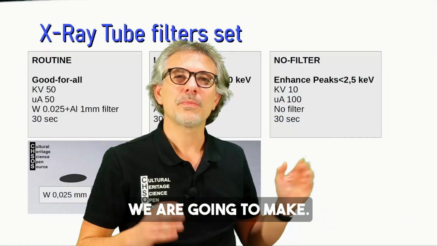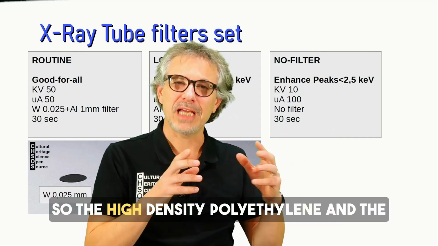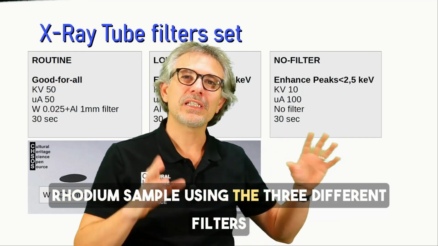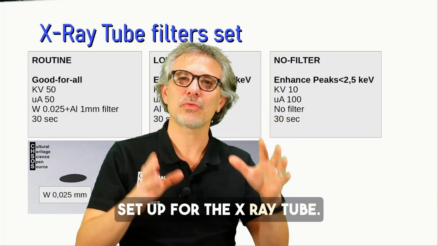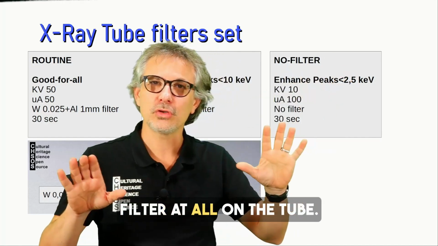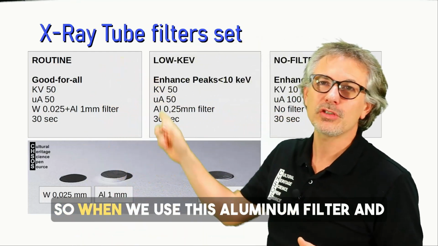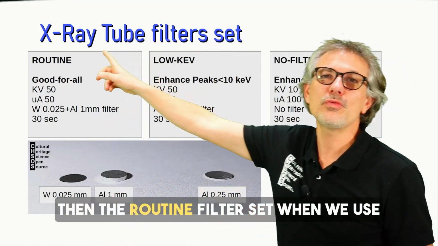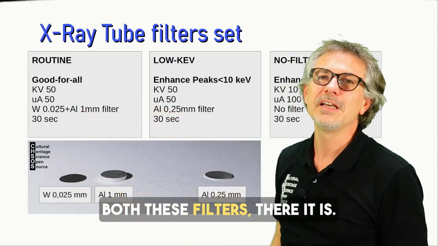and these are the two measurements we are going to make. We are going to measure HDPE, the high density polyethylene, and the rhodium sample using the three different filter setups for the X-ray tube. So we start with no filter, so no filter at all on the tube. Then we test the low keV, when we use this aluminum filter, and then the routine filter set when we use both these filters.